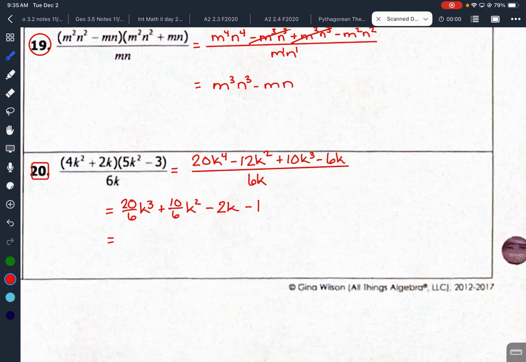So you just leave it as a fraction if it doesn't go in. Well, we have to reduce them.